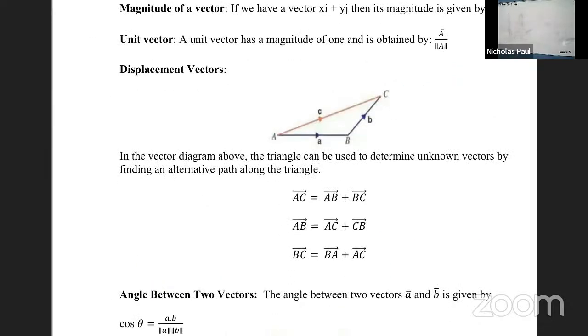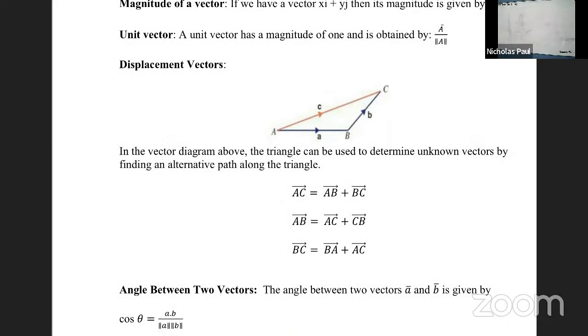Next thing, displacement vector. For example, for AC, you find the alternate route from A to C. So that will be A to B and then B to C. Or another way to look at it: split up the A and C and put whatever letter in the middle. For the vector AB, same thing: find the alternate route from A to B. So you go A to C, C to B. That's okay there?